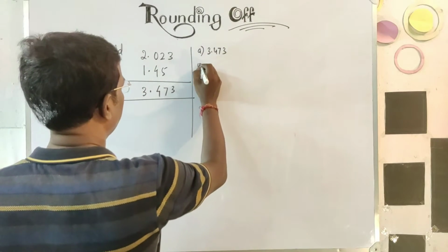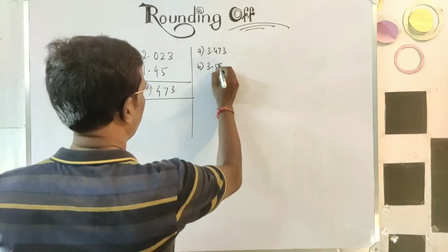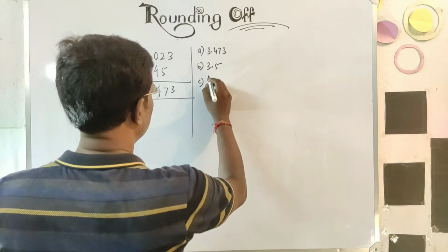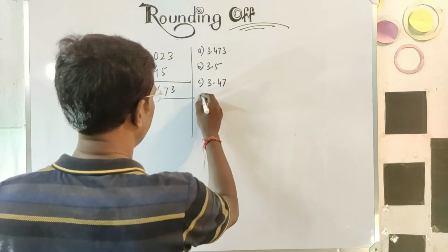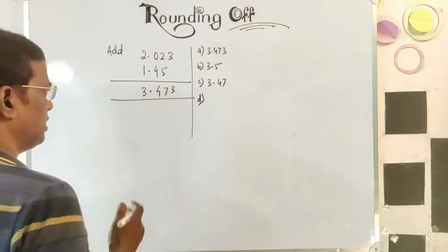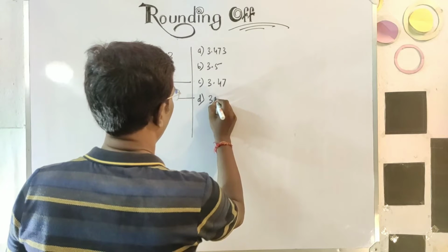These options will be given to you, and it might be 3.5 will be provided to you, and 3.47 will be given to you, and for D, you will be given another option of say 3.5.